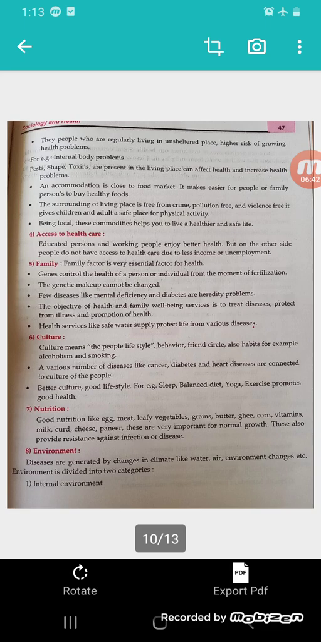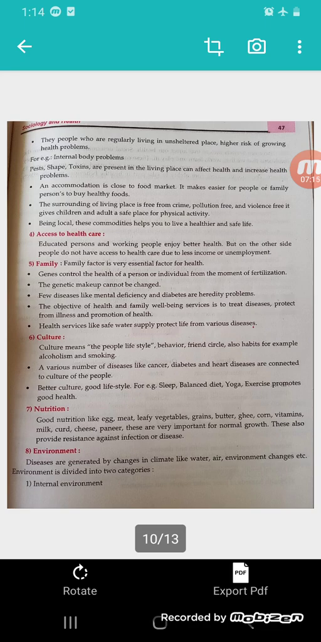The objective of the health and family welfare services is to treat disease, protect from illness, and promote health. Health services like safe water supply protect life from various diseases. If fluoride content is very low in the water, tooth decay will occur.